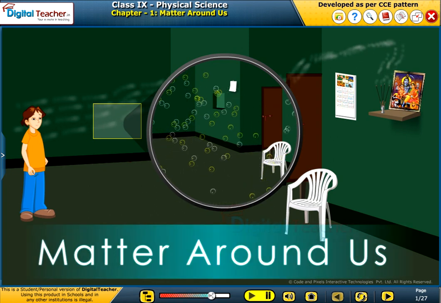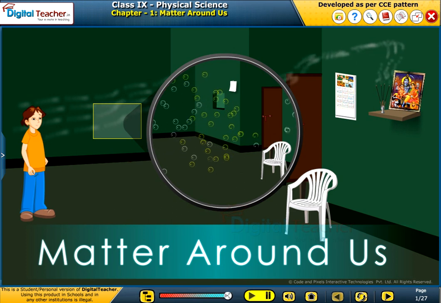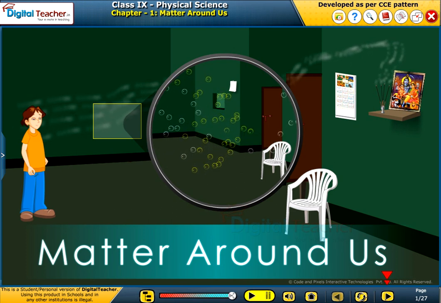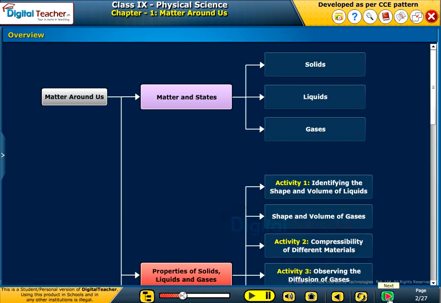Welcome to the chapter Matter Around Us. This slide presents the overview of the chapter.